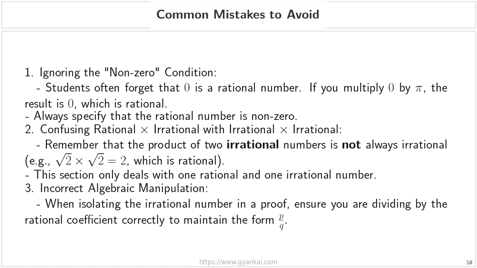Finally, watch out for incorrect algebraic manipulation. When you are performing the steps we practiced, specifically when you are isolating the irrational part of the equation, ensure you are dividing by the rational coefficient correctly. Your goal in these proofs is to maintain the form of a fraction, where the numerator and denominator are integers, to prove the result is rational. If your algebra is messy, your logic will fall apart. Keep these points in mind, and you'll be well on your way to mastering these proofs.